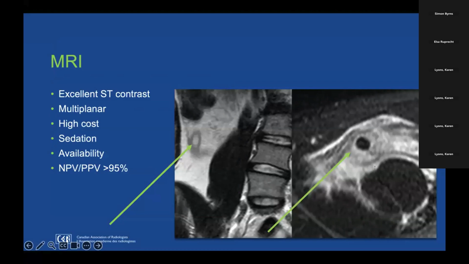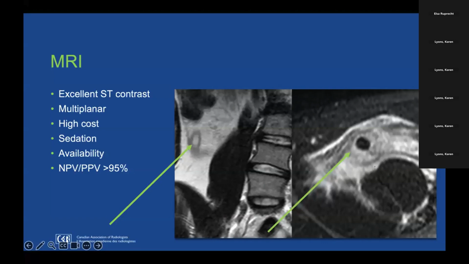MRI has excellent soft tissue contrast and multiplanar imaging. Downsides are that it's high cost, both in terms of money and opportunity cost. In our hospital, there's always the most pressure on MRI slots compared to anything else in Canada. And also in some places, they may have limited availability on an emergency basis if you don't have 24-hour techs.